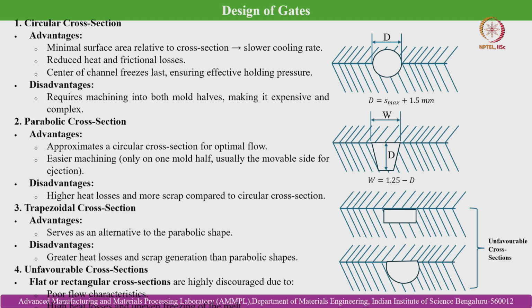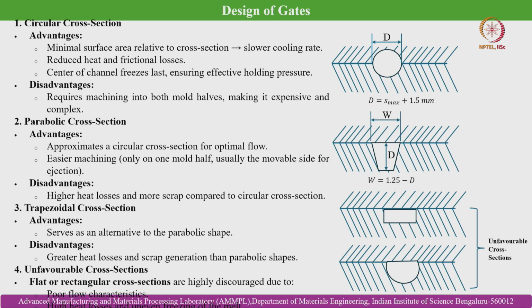So, in case of circular cross section, it involves minimal surface area relative to cross section. It facilitates slower cooling rate, reduced heat and frictional losses, and the center of the channel freezes last, ensuring effective holding pressure. This is true in case of the runner geometries also. It requires machining into both mold halves, making it expensive and complex.